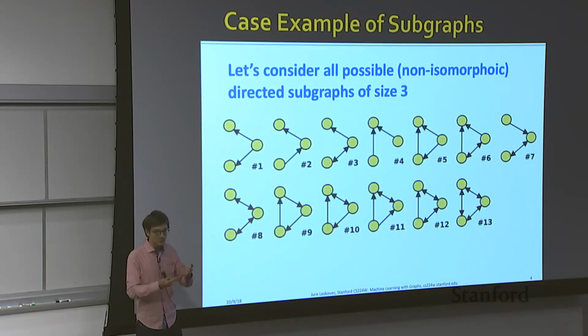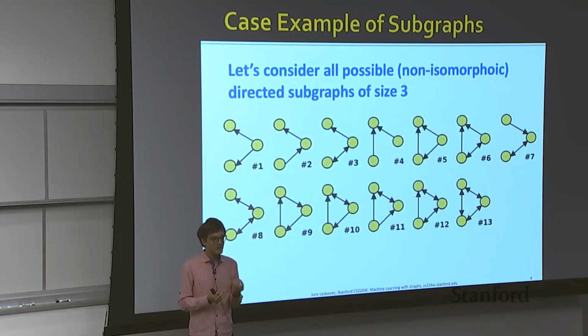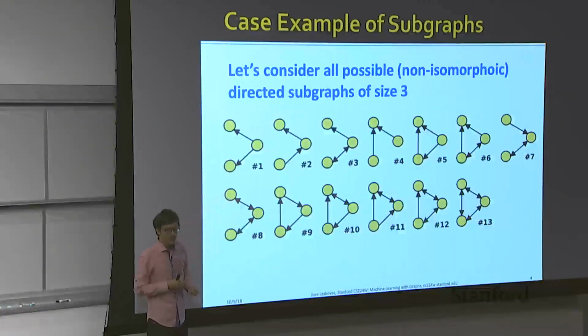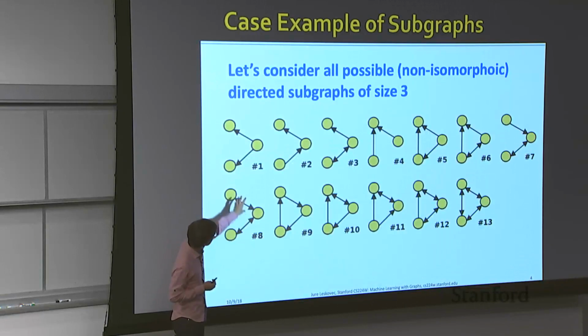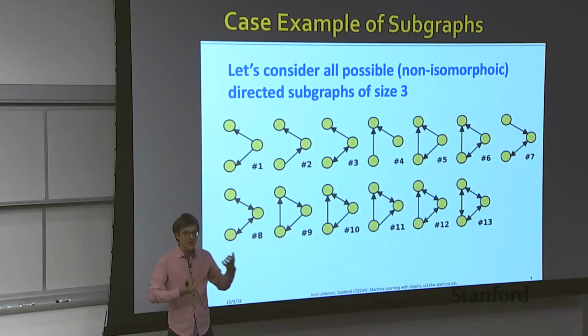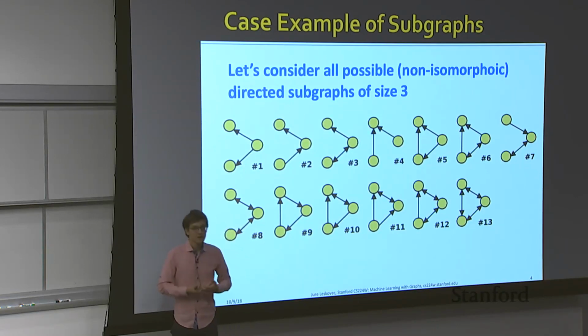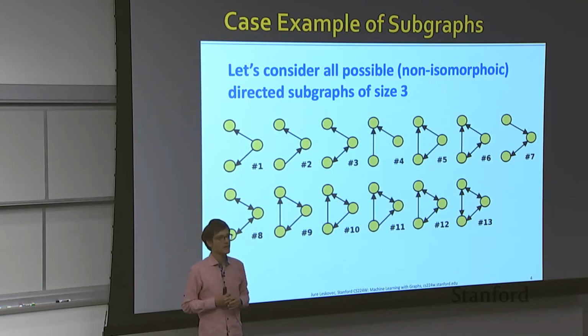And here are all the possible connected directed graphs on 3 nodes. There are 13 of them. They have a different number of edges, and they differ in the directions of these edges and how many edges there are. You can see that all these graphs are distinct from each other, which means that these graphs are non-isomorphic. And I will give a definition of what isomorphic means.